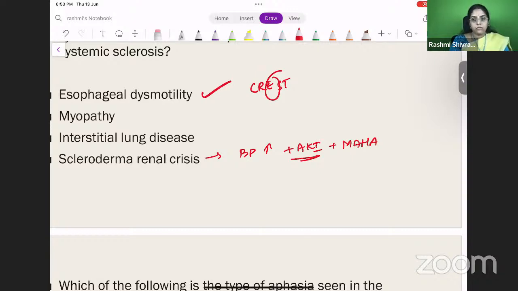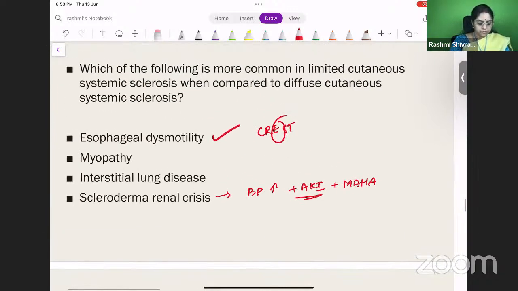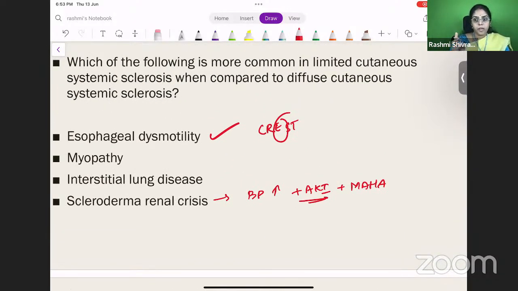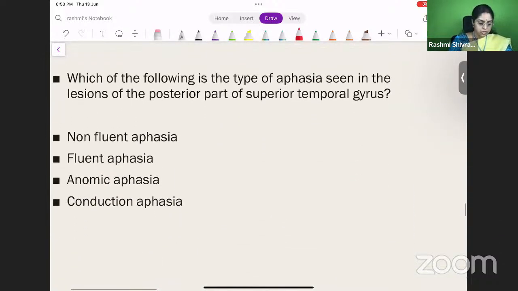Right? Interstitial lung disease, all of us know it's very common in systemic sclerosis. The most common complications will be pulmonary artery hypertension and interstitial lung disease. So esophageal dysmotility is more common in limited cutaneous systemic sclerosis when compared to diffuse cutaneous systemic sclerosis. Right? So let's move on to the next question.